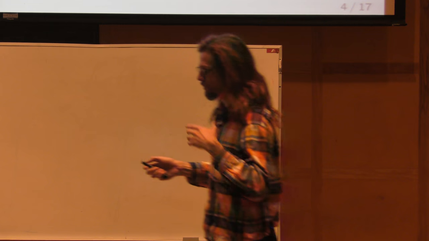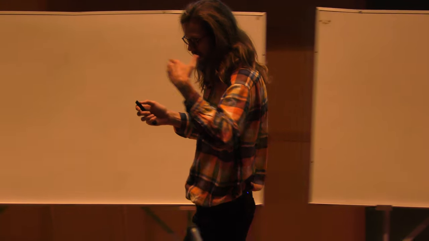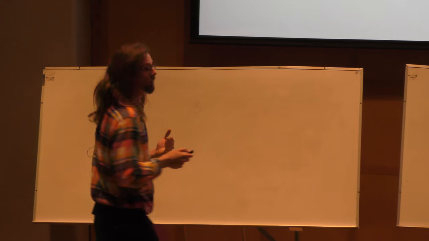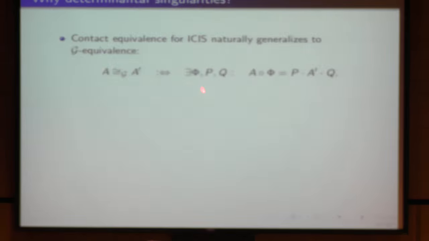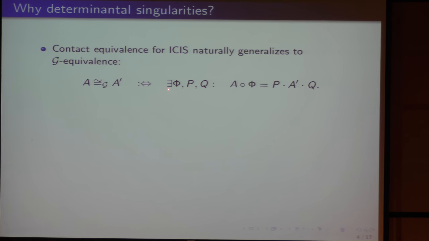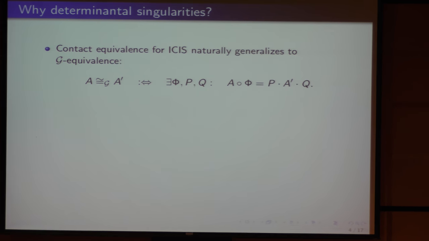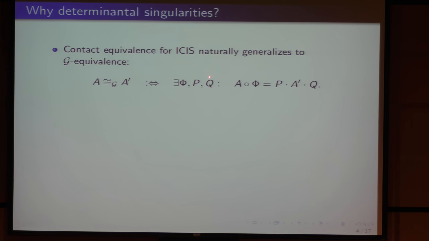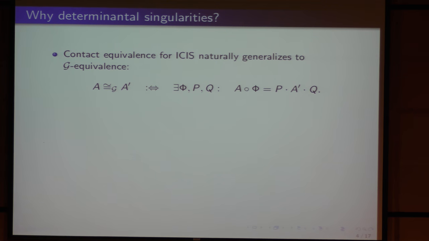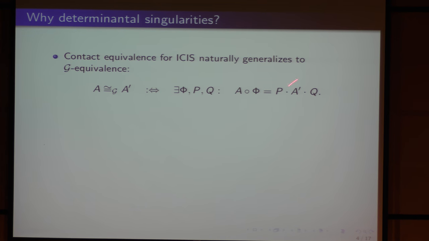Okay, when are two maps, A and A prime, defining the same singularity up to G equivalence? Well, if there exists a diffeomorphism in the source, phi, and two matrices P and Q, both with holomorphic entries, such that if I compose A with this diffeomorphism, it's the same as multiplying from the left and from the right with P and Q.